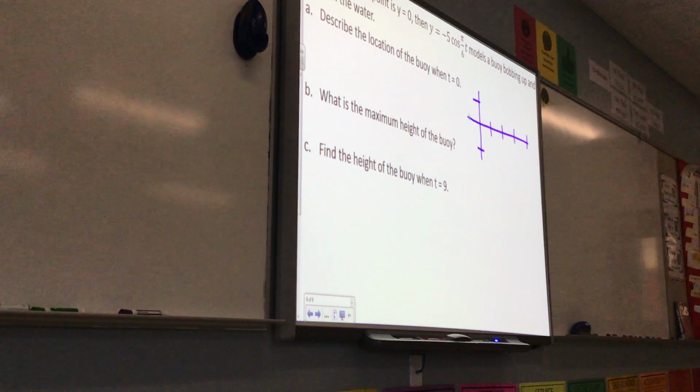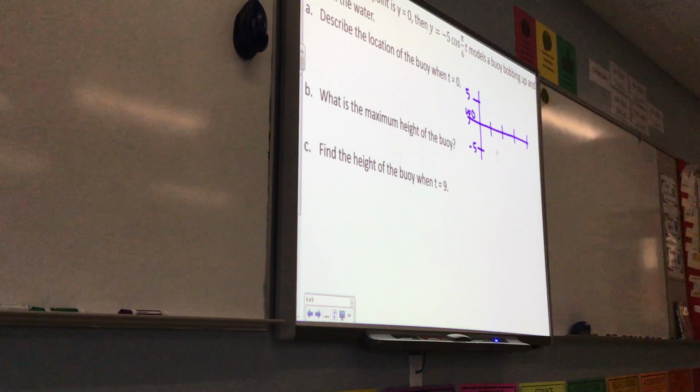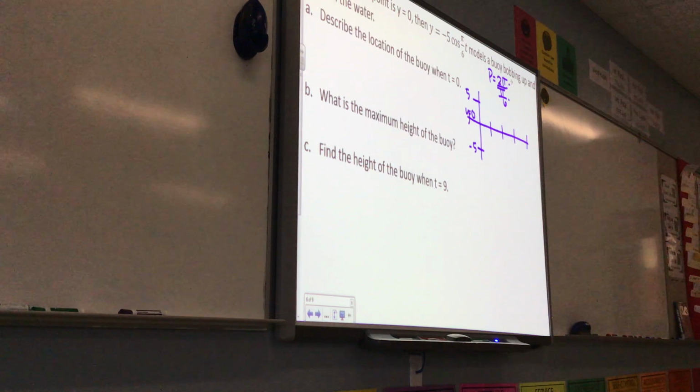What's my midline? 0. What's my max? Cool, and my min? Perfect. My k is pi over 6, so my period is what? Multiply by 6. Good. It'll be 12 pi over pi, which is 12. This is 12. Since it is a negative cosine graph, where will it start? And good, it'll go up here.